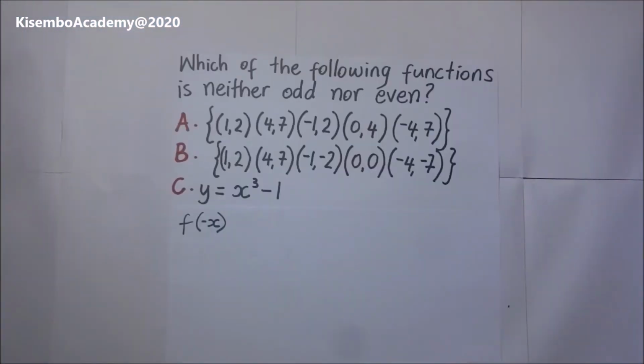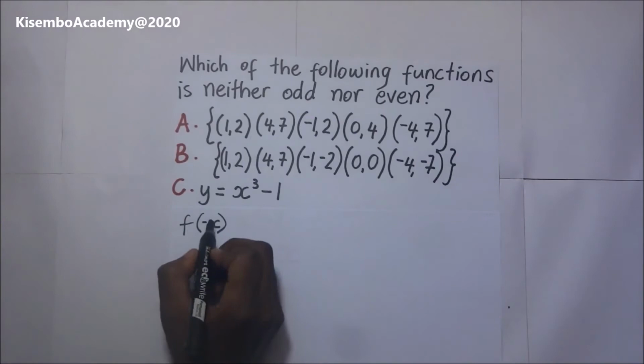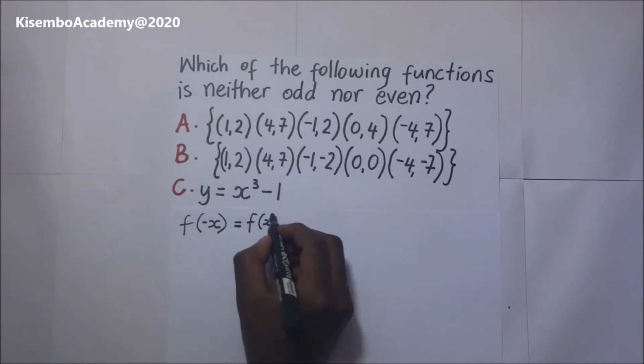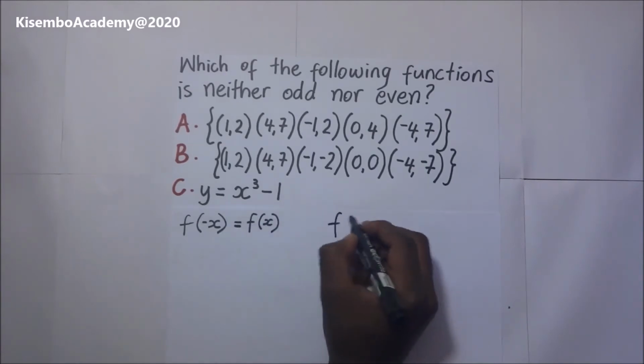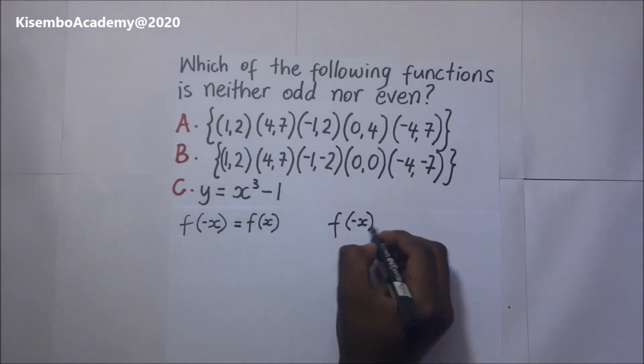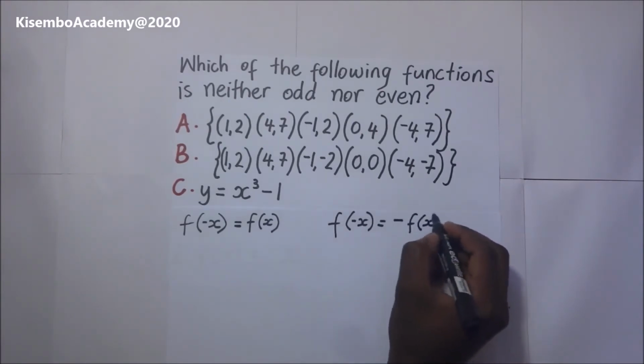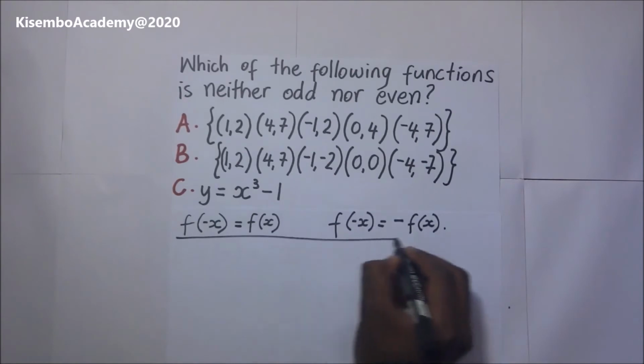Which of the following functions is neither odd nor even? Let's remind ourselves. For it to be even, when I plug in negative x, it's supposed to give me back the original function. And if it is odd, if I plug in negative x, it's supposed to give me the negative of the original function. This is the premise we shall be using.